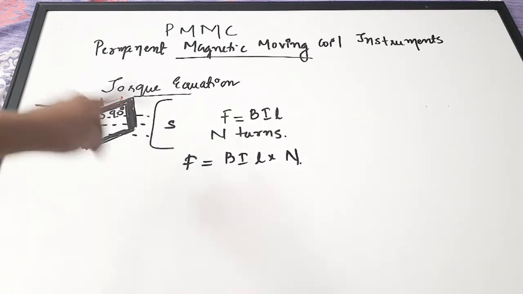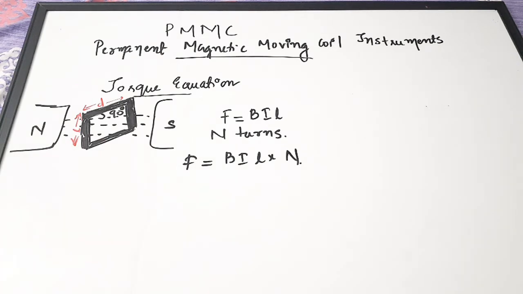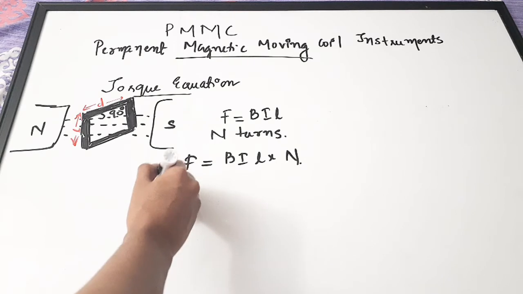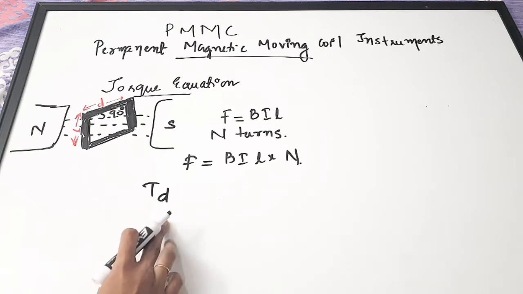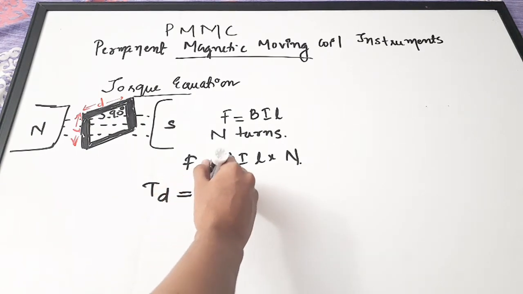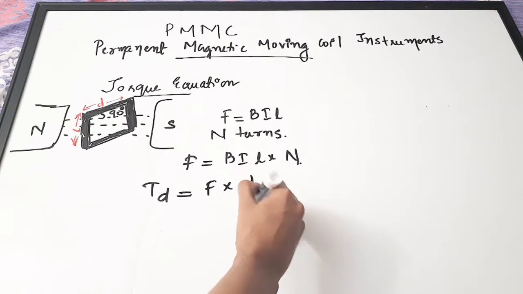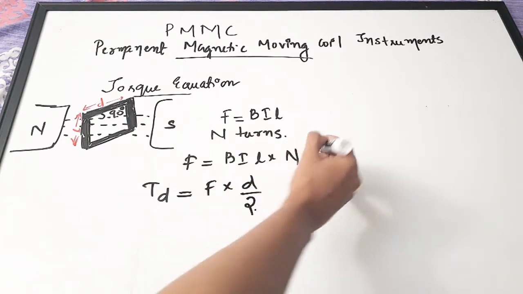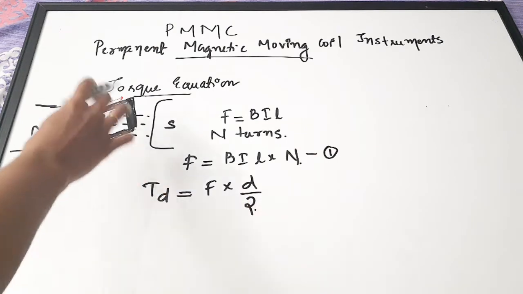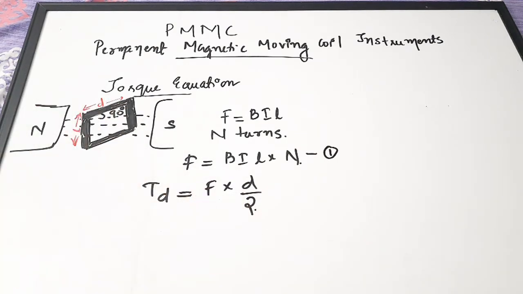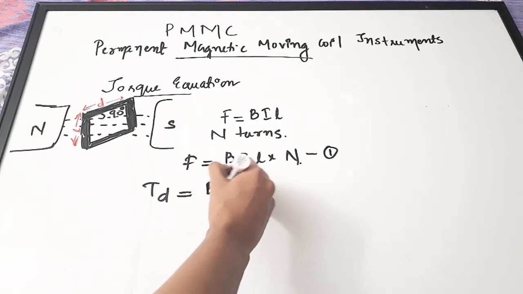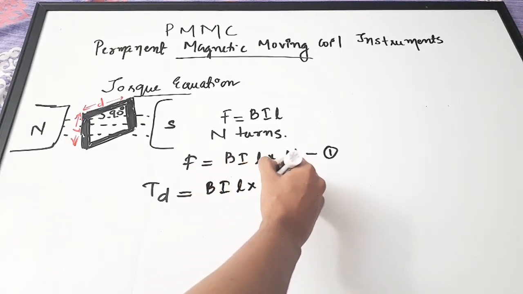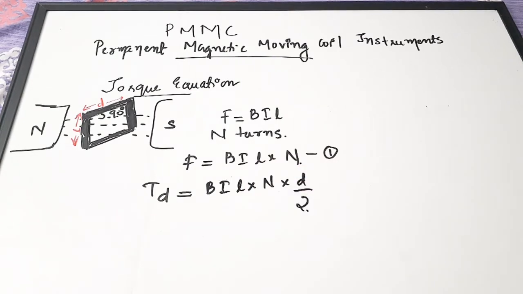Now we have to derive the equation for torque. This is only force, so what is the equation for torque? We will call it TD, since this torque will cause the deflection. So the deflecting torque TD is given by F into D by 2, where F is given by this equation number 1, and D is the dimension of the conductor. Now just substitute in this equation, you will get the torque TD equal to B into I into L into N into D by 2. Okay, so this will be the equation.